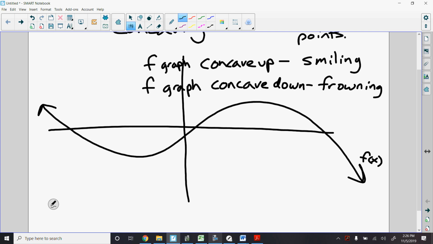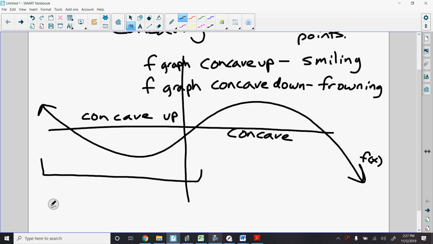On the left side here, this part of the graph right here, the shape of the graph looks like a smile. Okay? The right side of the graph looks more like a frown. So I would say that this graph is concave up over here. And I would say over here the graph is concave down.